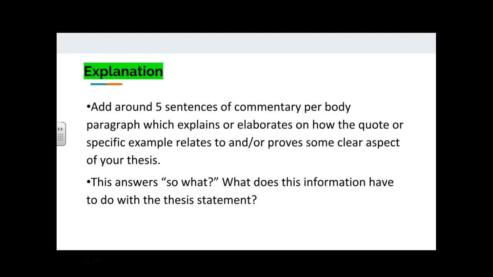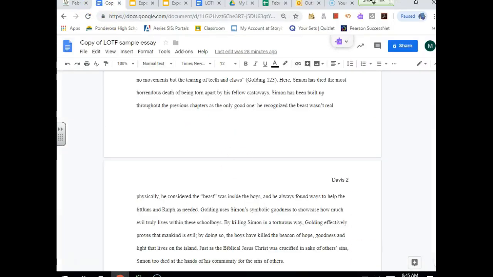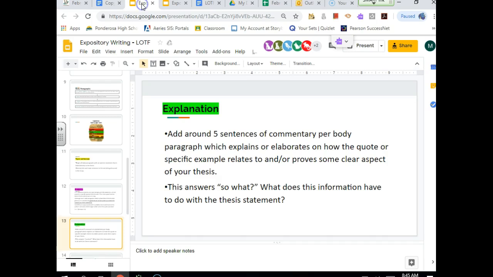Okay? This should be the biggest, most significant chunk of your essay, your explanation. Alright? So it's where you explain or elaborate on how the quote or specific examples relate to and prove that aspect of your thesis. Okay, so what aspect of the thesis are we proving right now? Symbolism of Simon. Good. So this answers so what? What does this information have to do with the thesis statement? How does he use the symbolism to further his thoughts on mankind? Alright. Erica, can you tell me where the explanation begins and stops?